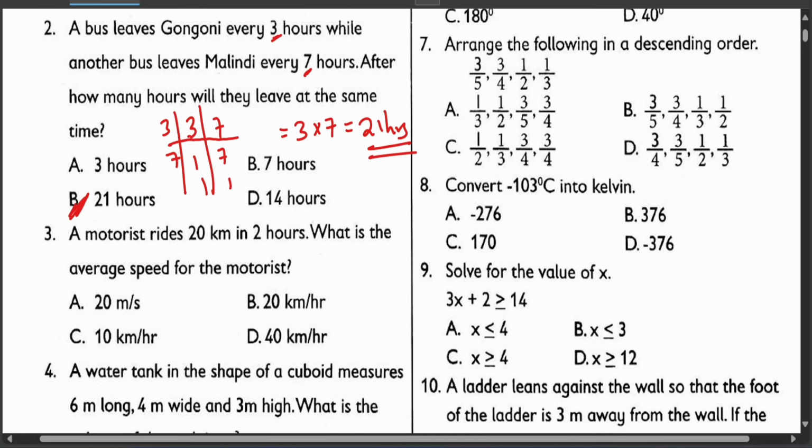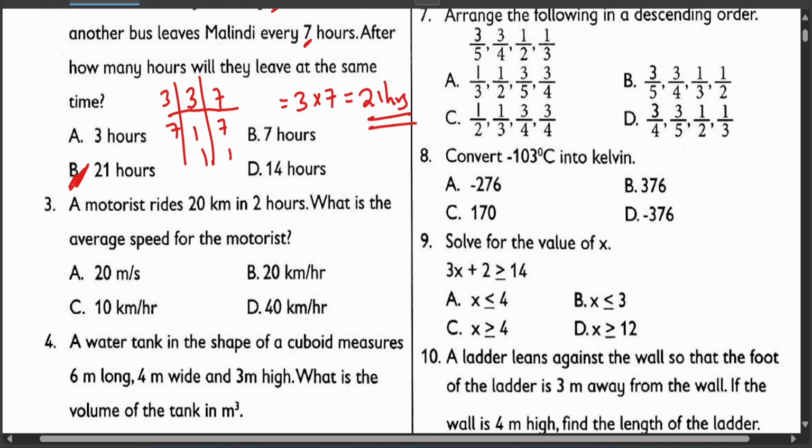Alright. Question 3. A motorist rides 20 kilometers in 2 hours. What is the average speed for the motorist? So hapa ni distance, hapa ni speed, hapa ni time. And speed is given by distance over time. So distance yako ni 20 kilometers over the time, 2 hours. So 20 divided by 2 ni 10 kilometer per hour. Khalas. So the average speed of the motorist is 10 kilometers per hour.